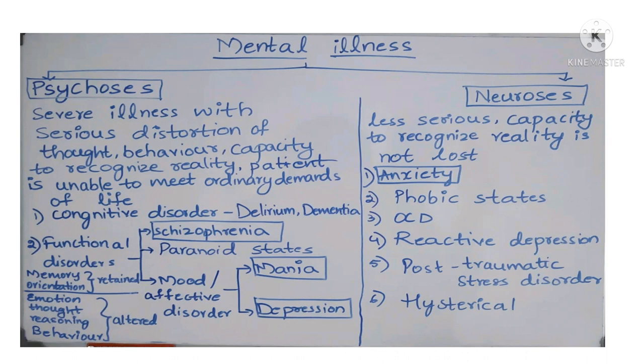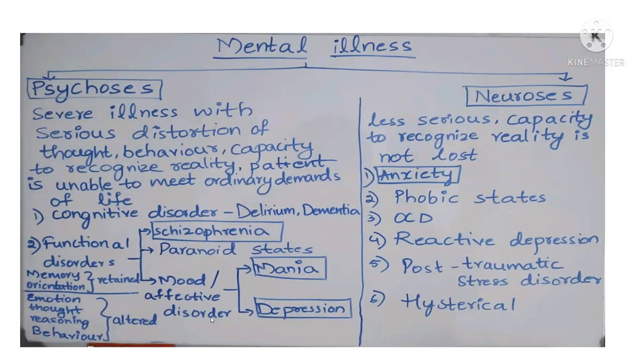Delirium is not being able to think or speak clearly, and dementia is a loss of memory, an inability to remember things. Alzheimer's is a type of dementia. In functional disorders, there is no disturbance in memory and orientation. Memory and orientation are retained, whereas emotions, thoughts, reasoning, and behavior are altered. The functional disorders include schizophrenia and paranoid states, where the person will be doubting everything present around him.